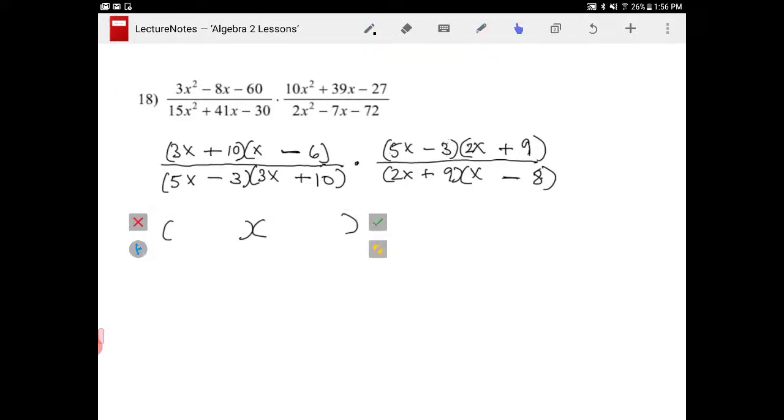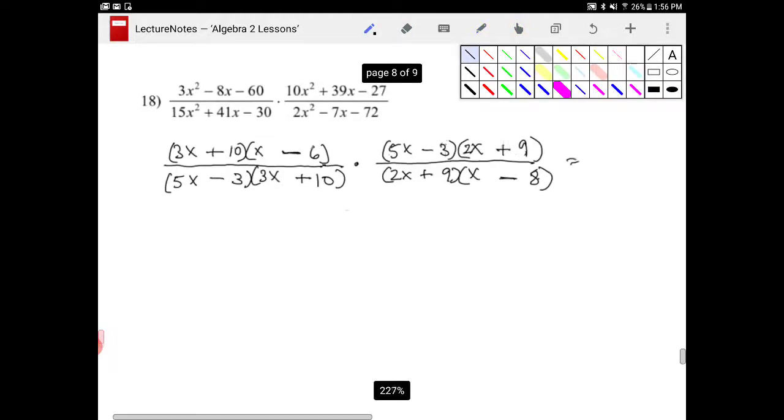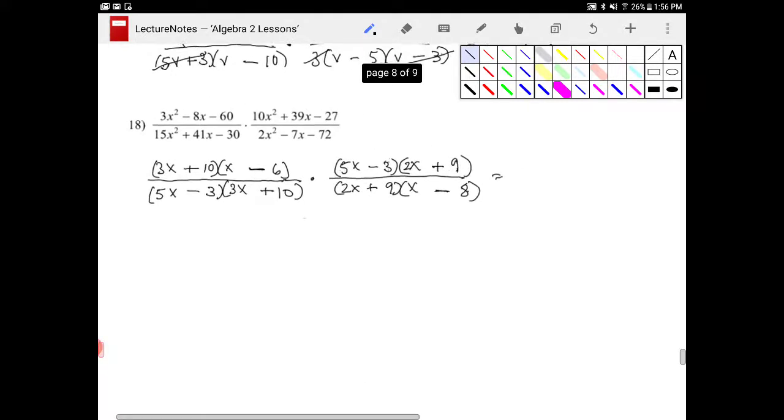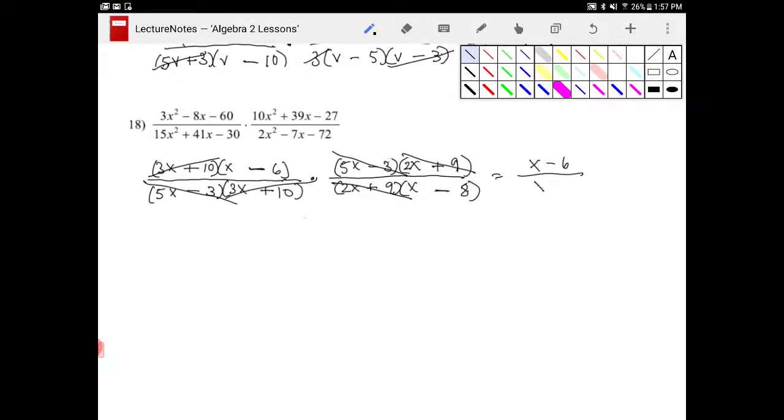So now that we have this, we're going to try and multiply this out. Before we do, let's see if there are any things that we can cancel out. So 5x minus 3 and 5x minus 3, 2x plus 9 and 2x plus 9. And is there anything else? 3x plus 10 and 3x plus 10. So all of this just reduced down to x minus 6 over x minus 8. So the final answer here is x minus 6 over x minus 8.